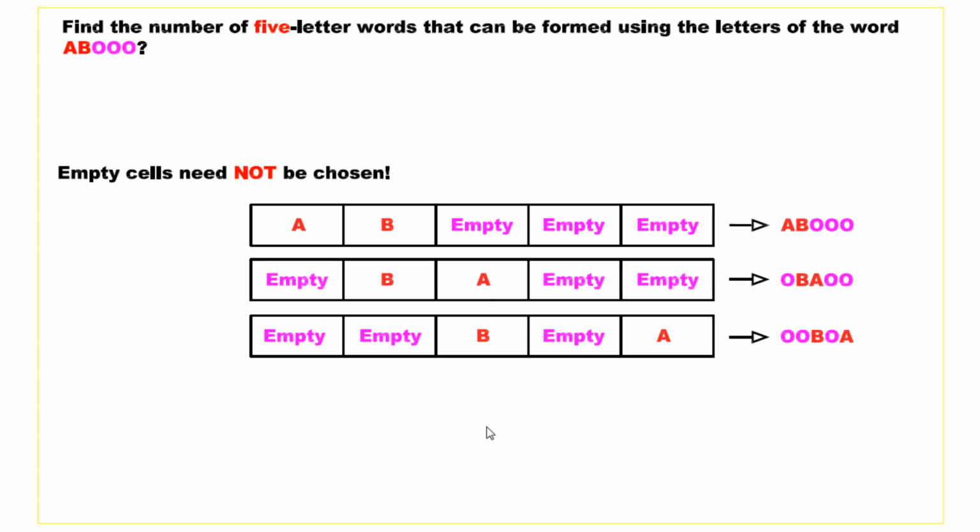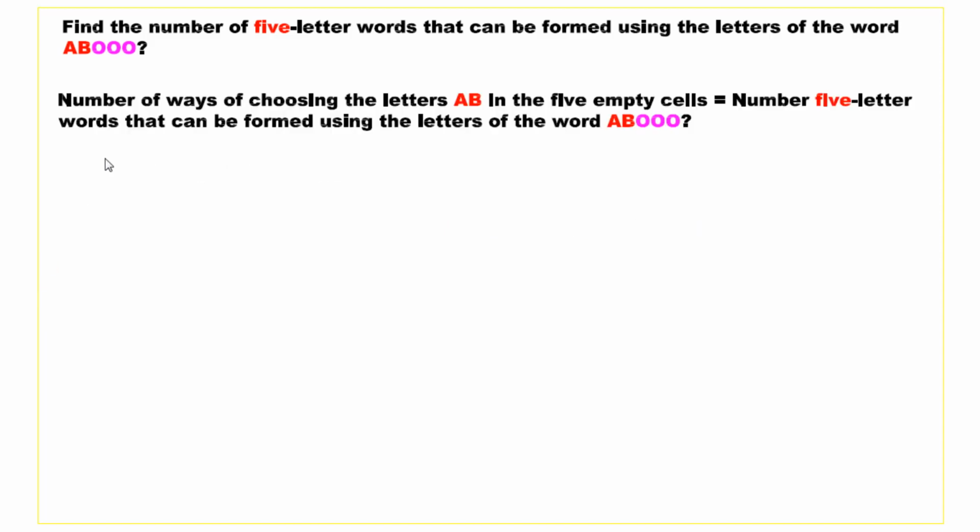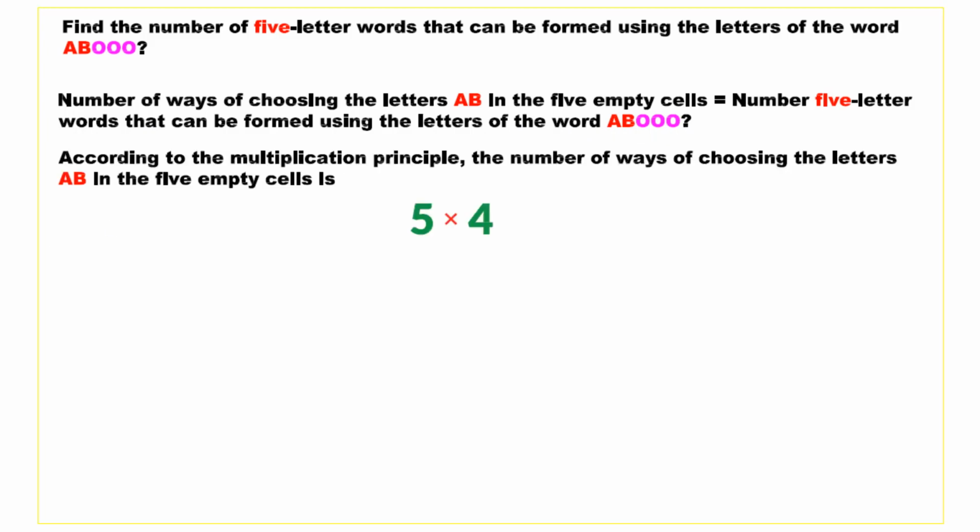So we can conclude that for each location of A and B we have a new ordered word with 3 identical letters. So now we conclude the following: that number of way of choosing the letter A, B in the 5 empty cells is equal to the number of 5 letter words that can be formed using the letter of the word A, B with 3 O's. So according to the multiplication principle, the number of ways of choosing the letters A, B in the 5 empty cells is 5 times 4.